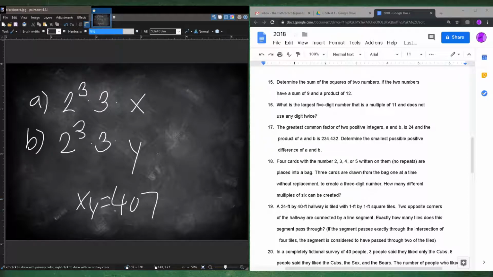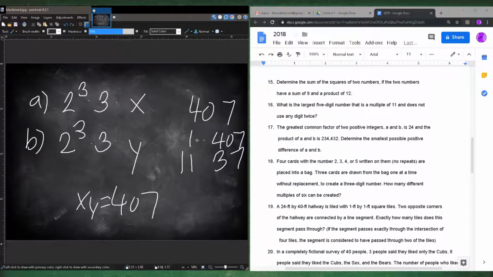Now, if you factor 407, the only numbers are 11 and 37, right? But let's list out the combinations. Because for 407, you can have 1 and 407, or you can have 11 and 37, right?